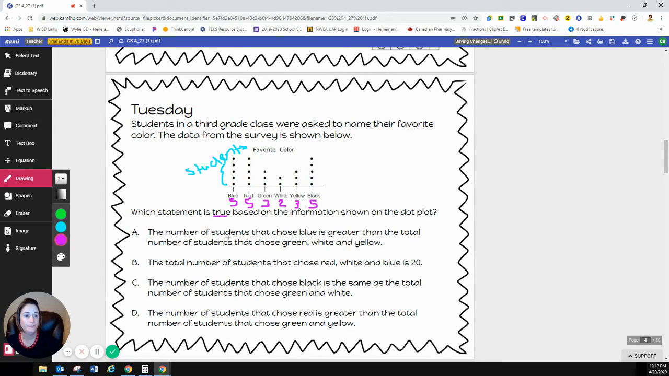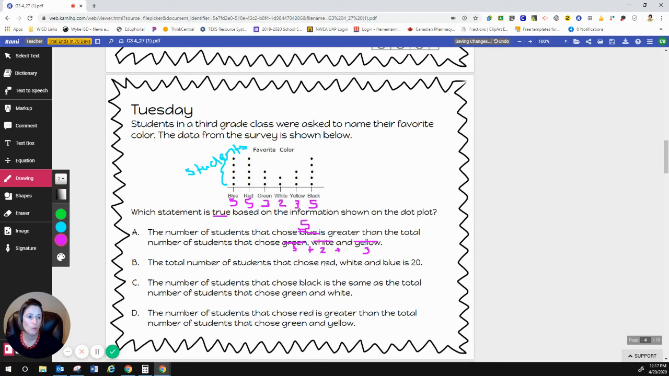So now let's go through. The number of students that chose blue. How many chose blue? I'm just going to get rid of that, and I'm actually just going to write 5. Is greater than the total number of students that chose green. Green, I've got 3. White, I've got 2. And yellow, I've got 3. So this says that 5 is greater than the total of 3 plus 2 plus 3. Not sure about that one.